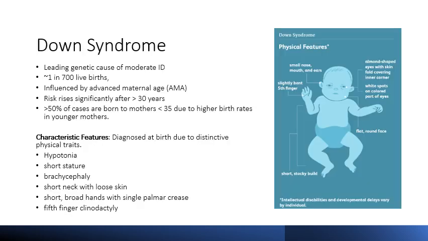Now, Down syndrome is the leading genetic cause of moderate intellectual disability, with an incidence rate of 1 in 700 live births. Although it's influenced by advanced maternal age, which is over the age of 30, more than 50% of cases are actually born to mothers under the age of 35 years, and this is due to higher birth rates in younger mothers. Now, the characteristic features, which allow diagnosis at birth due to distinctive physical traits, are hypotonia, short stature, short neck and loose skin, short, broad hands and single palmar crease, and fifth finger clinodactyly.